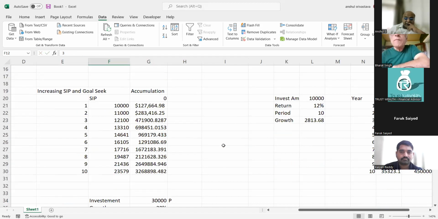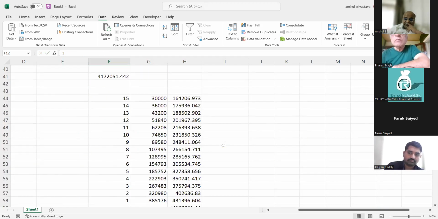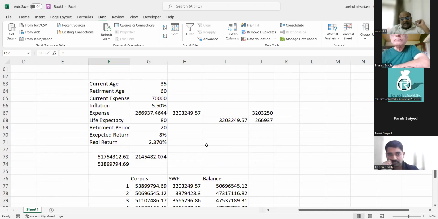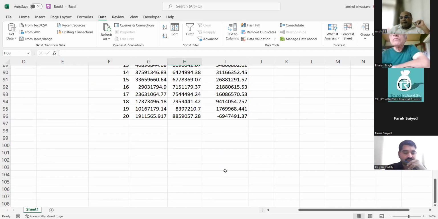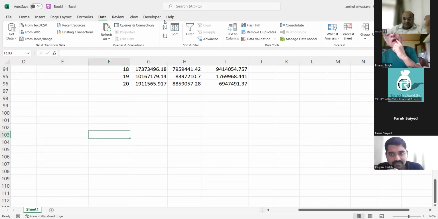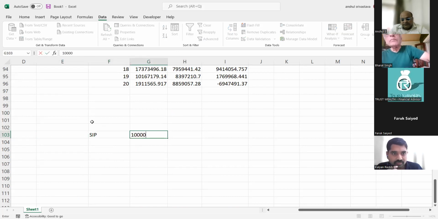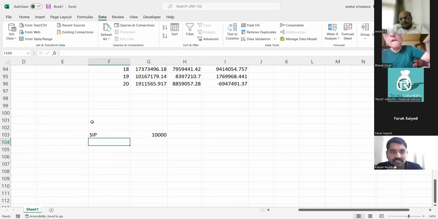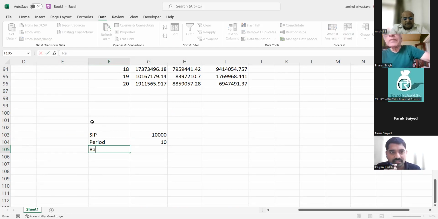So today we did data table, we did goal seek, we did increasing SIP, we did SWP. Anything else? Sir, we will solve that problem which I have requested you. What was that? Ask me. Let's say there is an SIP of 10,000 rupees. Okay, SIP amount is 10,000, and it is for about 10 years. Okay, period is 10 years. And the expected rate of return is 12% during the SIP tenure.